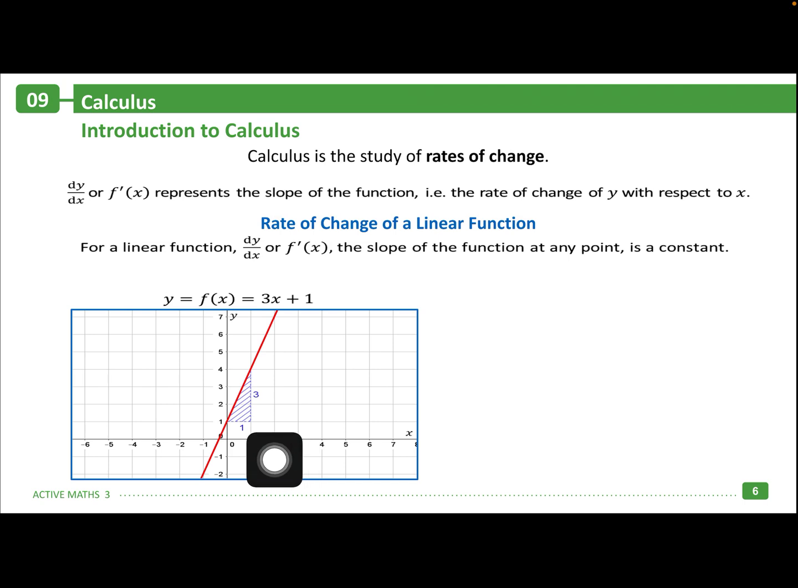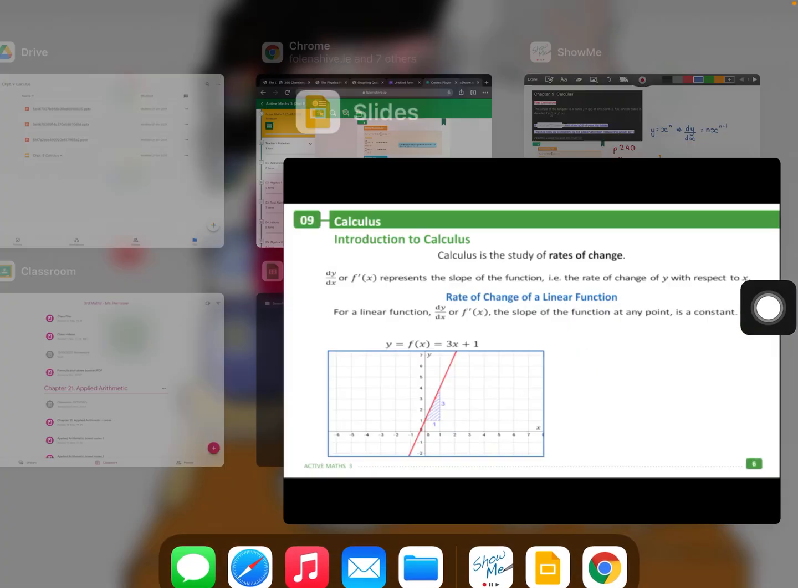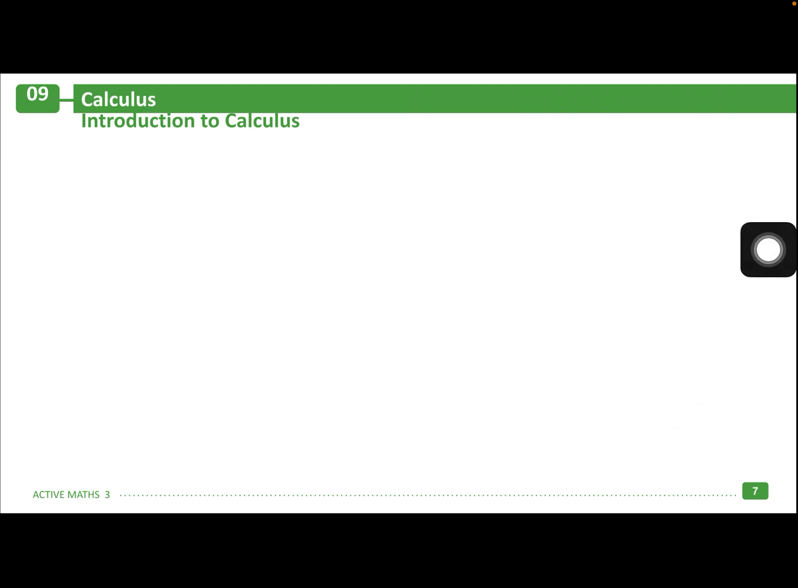So if we had gotten the slope of this function, rise over run, so it went up 3 and across 1, or y2 minus y1 over x2 minus x1, and we used the points here 0, 1 and 1, 4, we would have gotten that it had a slope of 3. The exact same thing that we got when we did it out with differentiation. So the slope here was rise over run, and when we differentiate it, we got 3 as well.